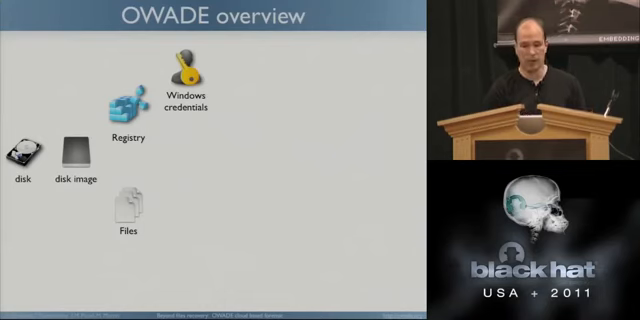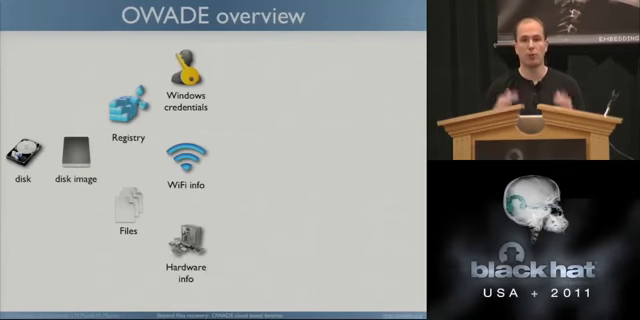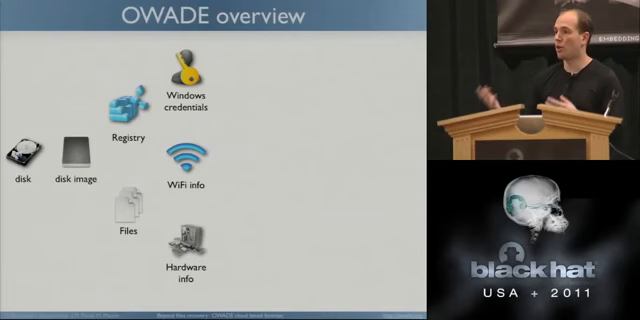When we have the Windows credential, we are able to actually extract also the Wi-Fi data, such as the WPA key, and we also extract a bunch of hardware information, as some software, like Google Talk, actually use some of the hardware information to encrypt the data.